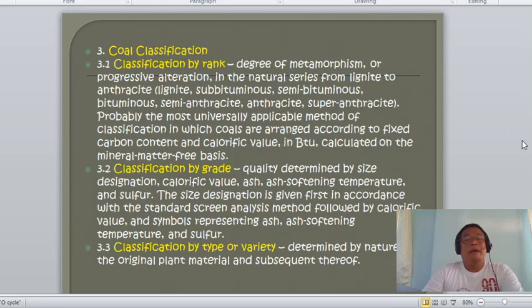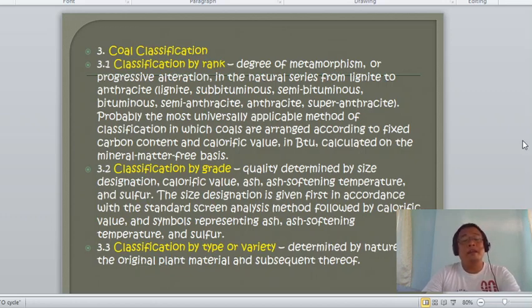By rank, of course, the lowest level of the coal is lignite. Others are subbituminous, semi-bituminous, bituminous, semi-anthracite, anthracite, and super anthracite. This is probably the most universally applicable method of classification, in which coals are arranged according to fixed carbon content and calorific value, calculated on the mineral matter basis.